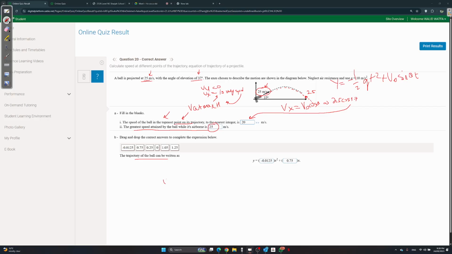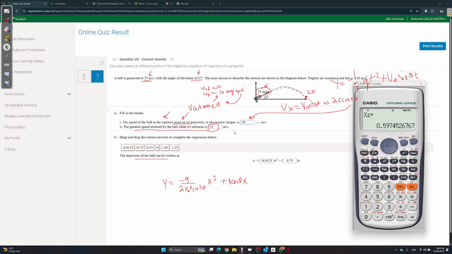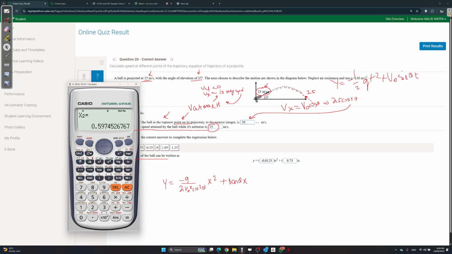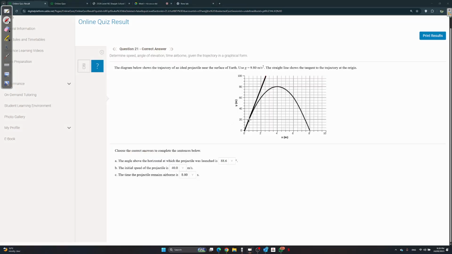The trajectory of the ball. Memorize it, I'm not going to waste time: minus g over 2 v naught squared cos squared theta x squared plus tan theta x. So you substitute the values. I'll just put it in the calculator to save time. Minus g, which in this case is 10, over 2 v naught squared, 25 squared, times cos 37 squared. You get minus 0.125. And then tan 37, you get 0.75. Easy.